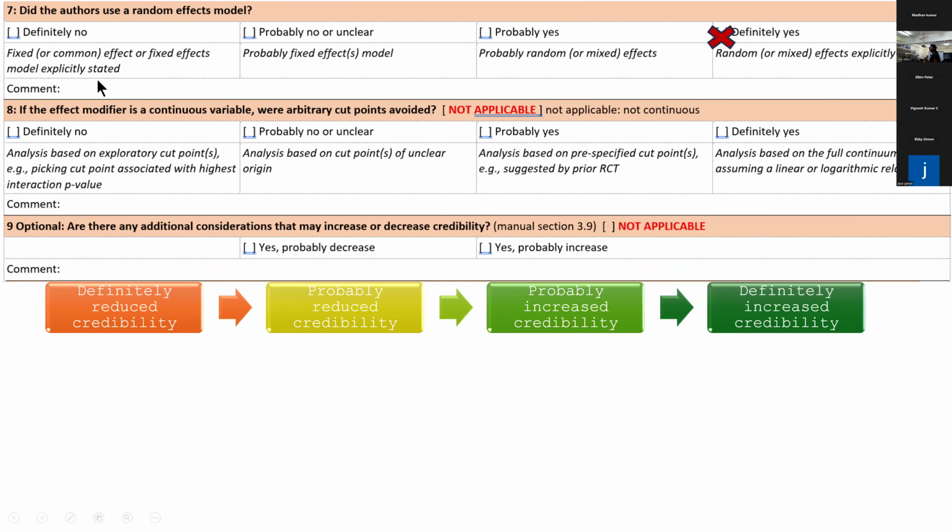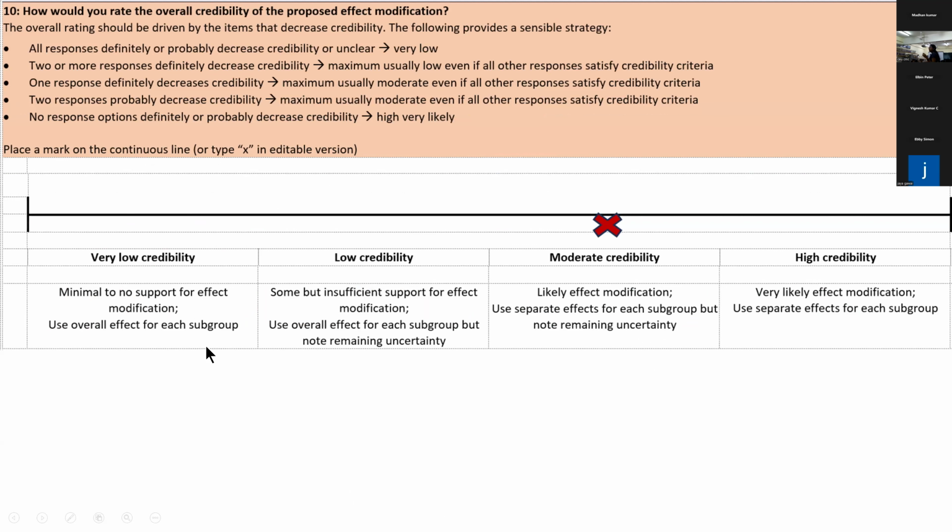Then the 7th question is, did the authors use a random effects model? Our authors have definitely used a random effects model. Is the effect modifier a continuous variable? Our effect modifier is not a continuous variable. Ours is a binomial variable, so it's not applicable. It is better to use a binomial model because this ICEMAN tool is not really developed for continuous outcomes. So that's one limitation of this ICEMAN tool. Overall, I gave it a moderate credibility based on this scoring system, because we had one definite low credibility and 2 probable low credibility.